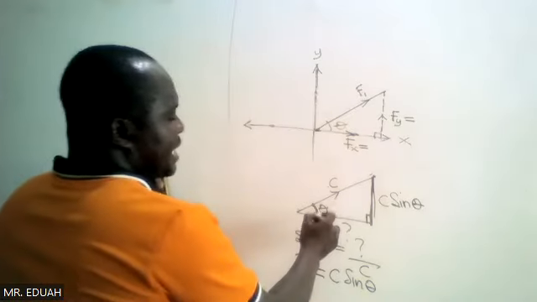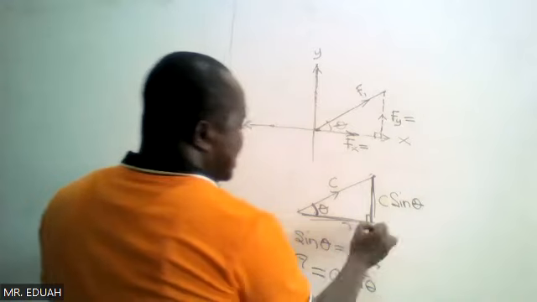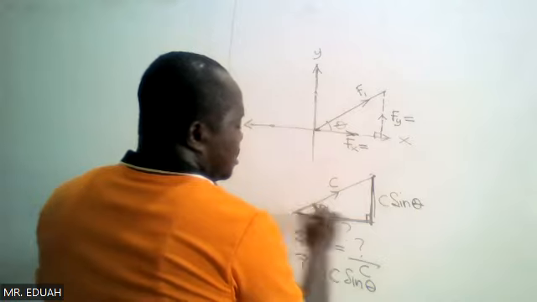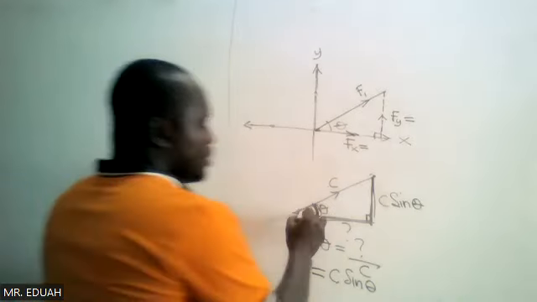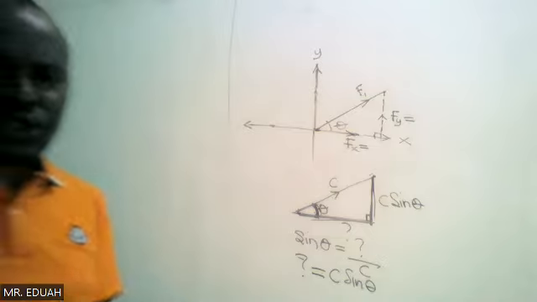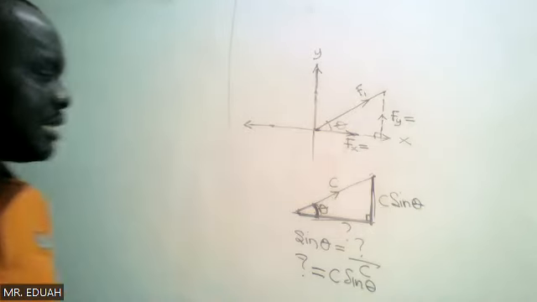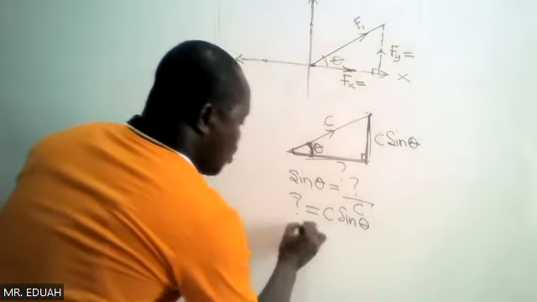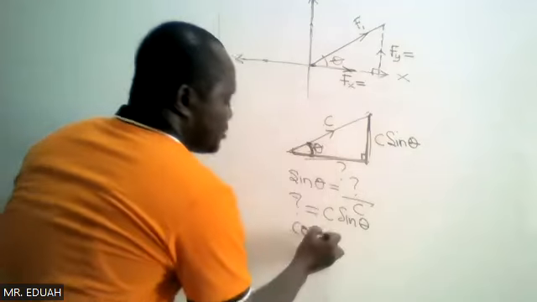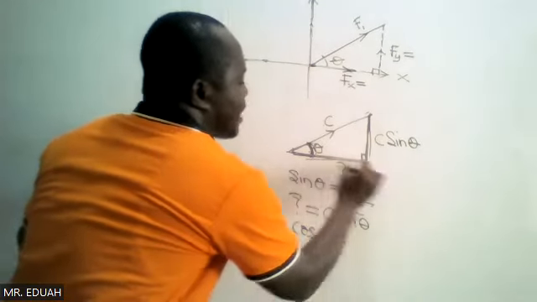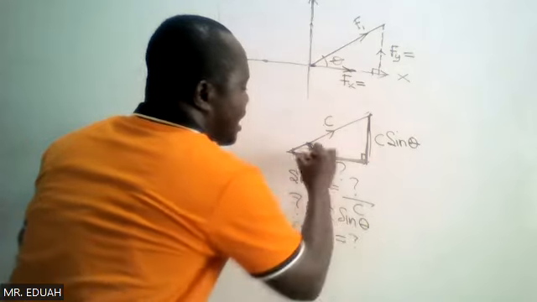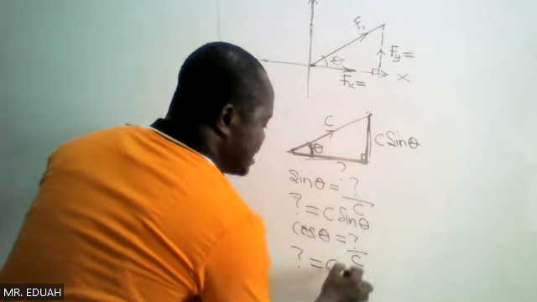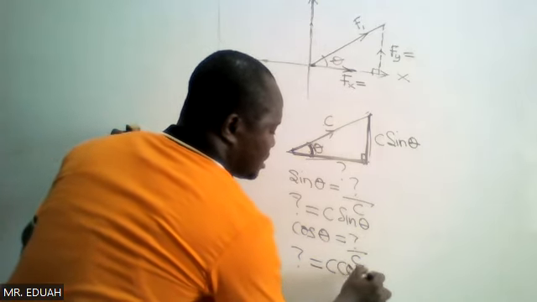Then, if I want the adjacent, this is the part close to the angle. Because this is adjacent, the obvious trig ratio to use is cosine. So if I take cos of the angle theta, this must be equal to adjacent over hypotenuse C. So the adjacent is equal to C cos theta.